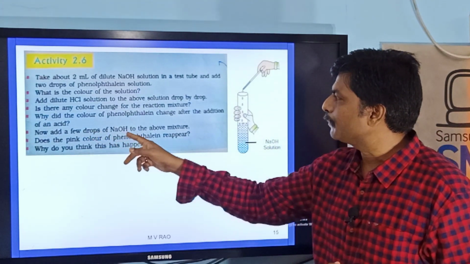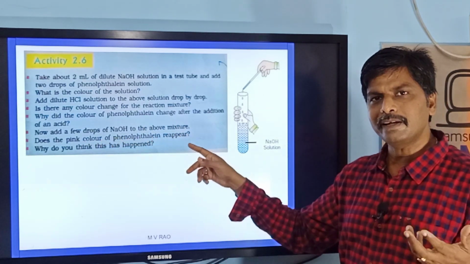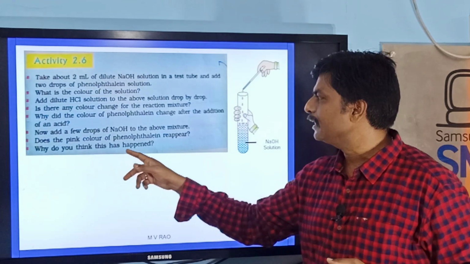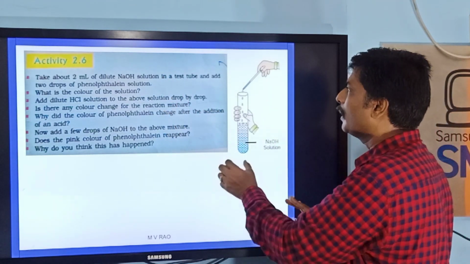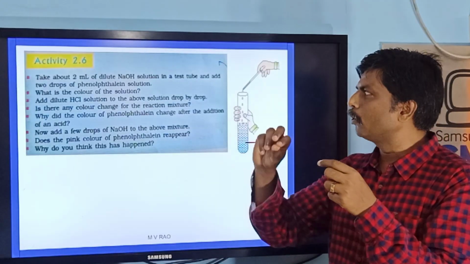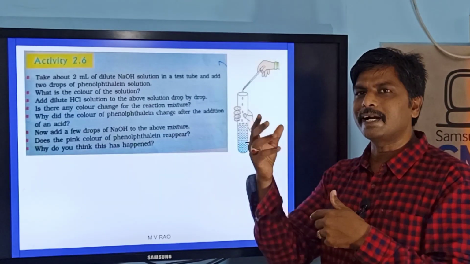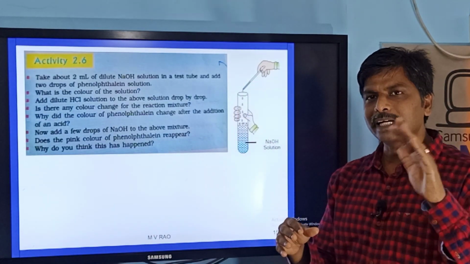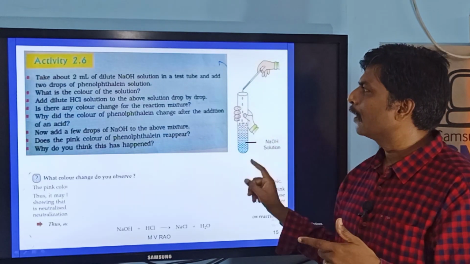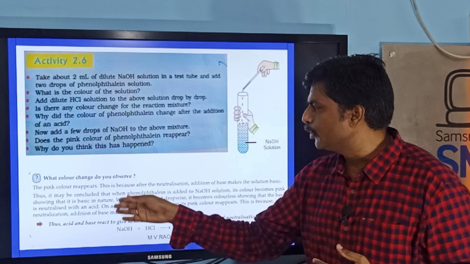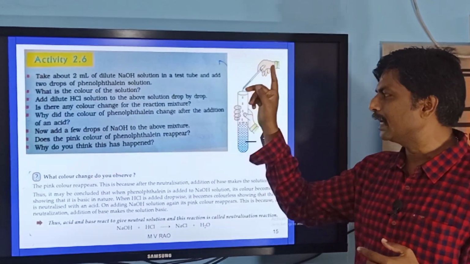Does the pink color of phenolphthalein reappear? Yes, it reappears. Understand this activity. First you take 2 ml of NaOH solution, add 2 drops of phenolphthalein, and observe the color. After that add HCl drop by drop and observe the color. After that add NaOH again. Did the pink color come again or not? What color change do you observe? The pink color reappears.